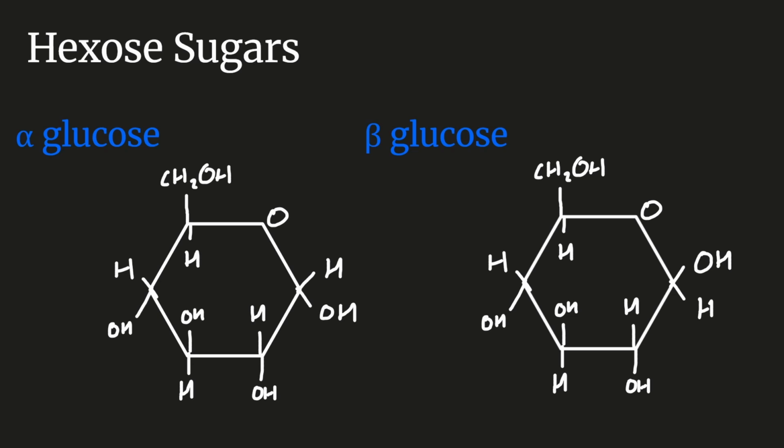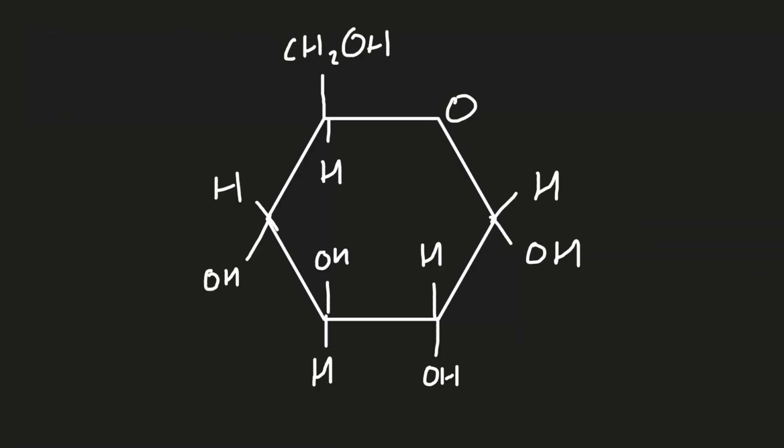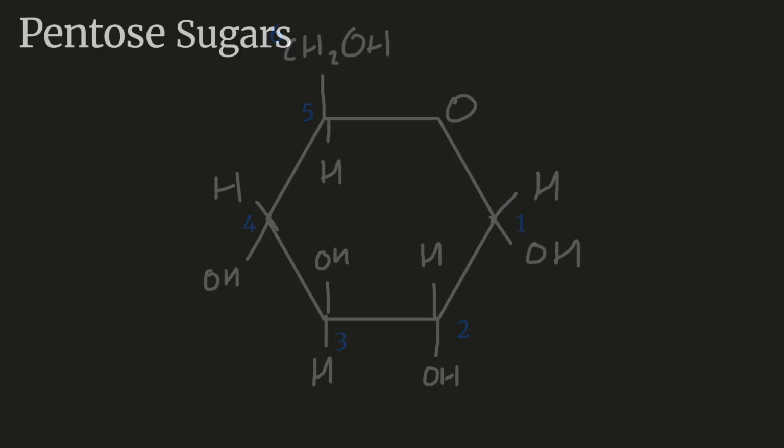The difference between these two is on beta glucose, the hydroxide and the hydrogen group are switched round. Now, the reason why it's called a hexosugar is not because of its hexagonal shape, it's because there's 1, 2, 3, 4, 5, 6 carbons. So yeah, each one of these corners stands for a carbon.